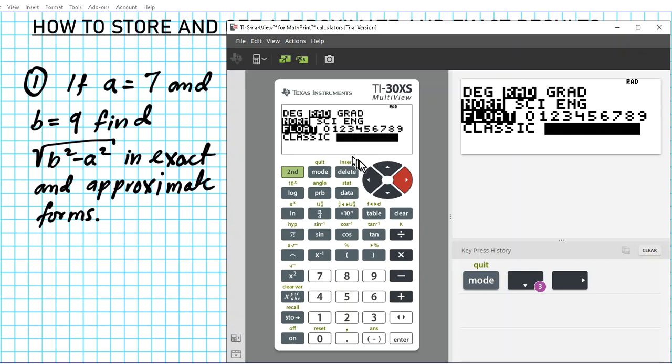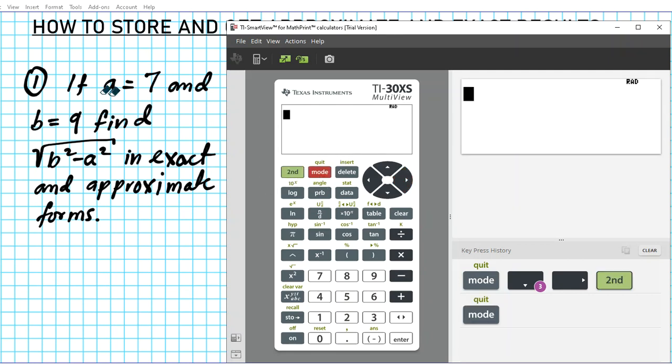All right. So we want exact first, and after we do exact, we'll change the mode, and then we'll do approximate. So we have math print selected because it's highlighted here. Quit. Let's proceed with the storing of the values into the variables. We'll start with 7. So we're going to have 7 stored in the A position. So there's your store button right there. STO means store, so press it once. So that arrow means 7 is going to be placed into a particular variable.